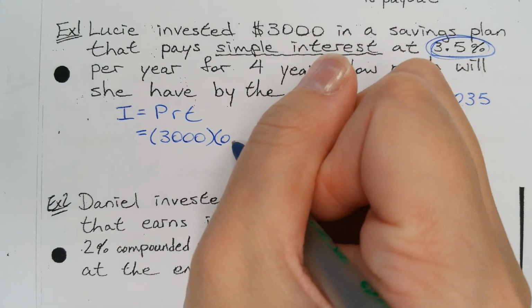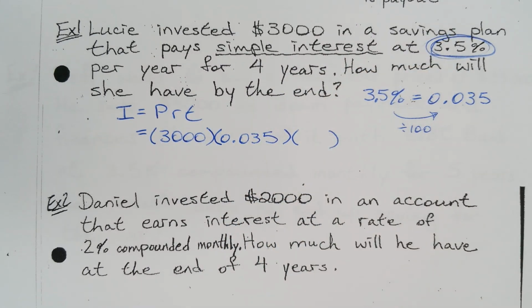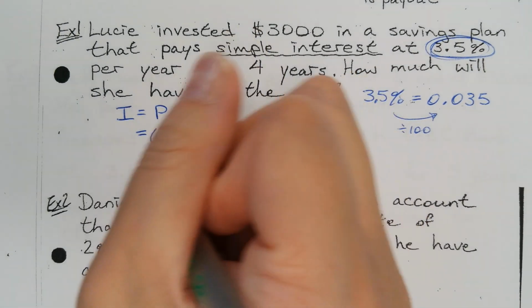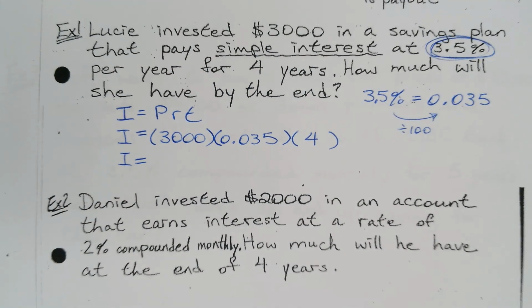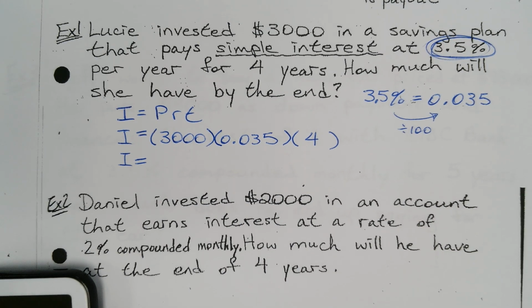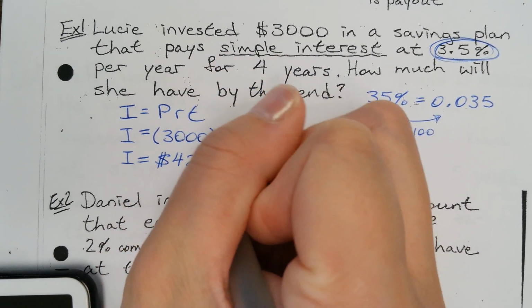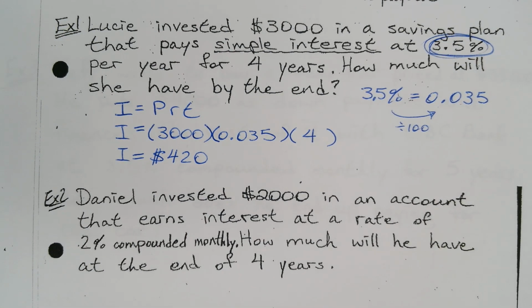Okay, so 0.035. And then how long is my investment for? 4 years. Okay, let's calculate that. Do that on the calculator. 3,000 times 0.035 times 4, you get $420.